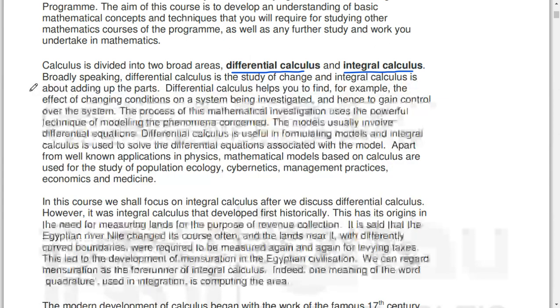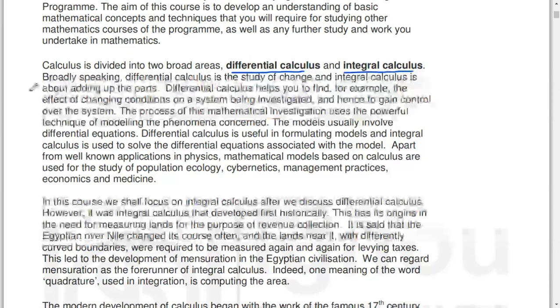The process of this mathematical investigation uses the powerful techniques of modeling the phenomena concerned. The models usually involve differential equations. Differential calculus is useful in formulating the model, and integral calculus is used to solve the differential equations associated with the model. Apart from well-known applications in physics, mathematical models based on calculus are used for the study of population ecology, cybernetics, management practices, economics, and medicine.